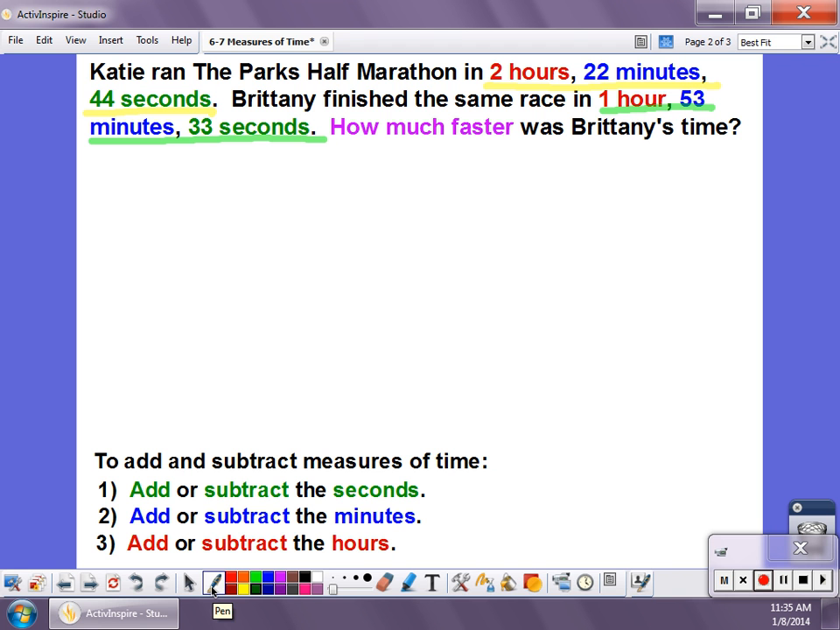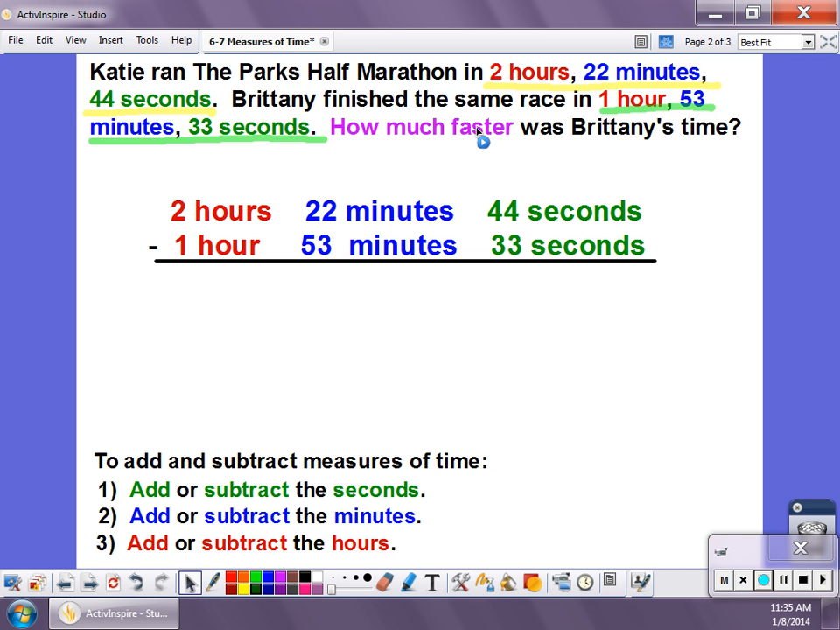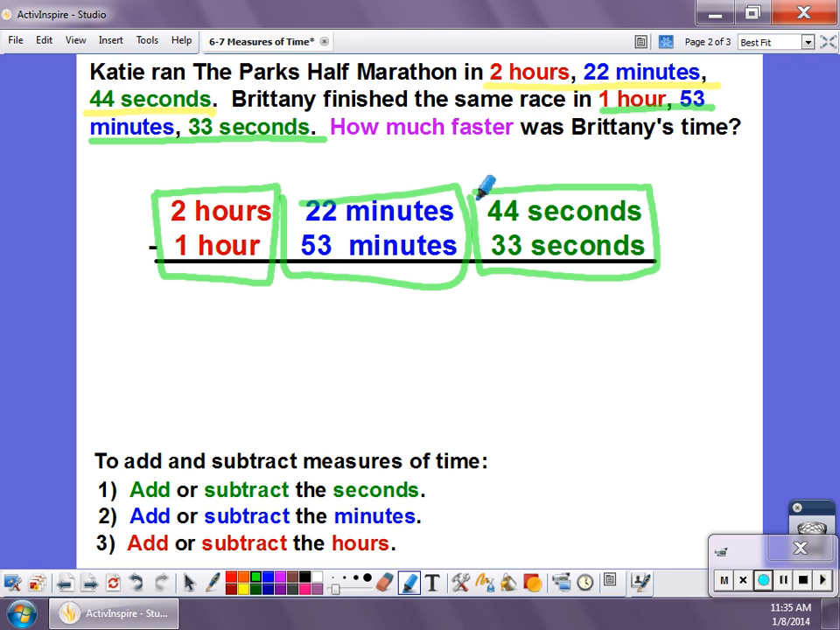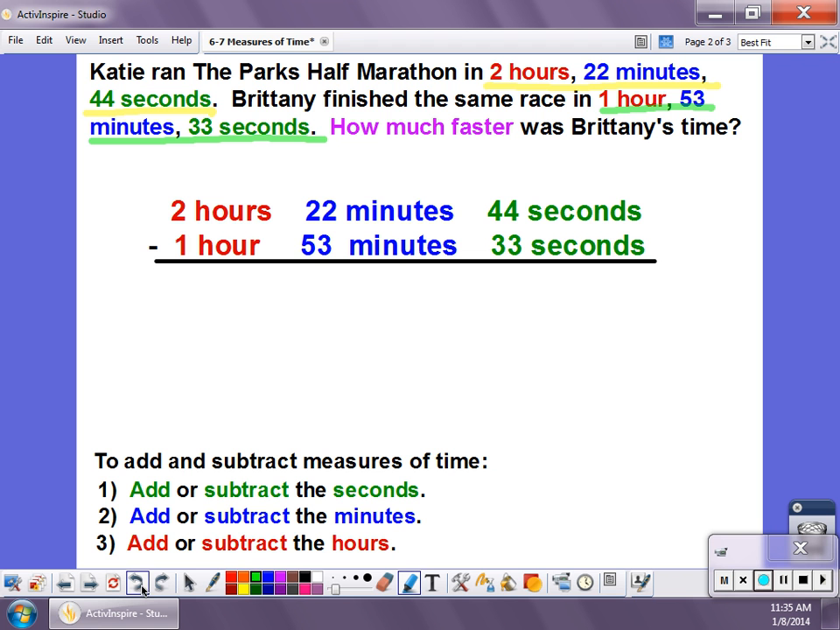Well, how much faster means this is going to be a subtraction problem. So when I set it up, I'm going to set it up as subtraction. And I know that when I subtract, the bigger amount of time has to be on the top, so that's why I put Katie's time on top. And I also know that it's really important to line up my hours, my minutes, and my seconds, because that's how I'm going to add or subtract by unit. So we always start with our smallest unit, which is going to be my seconds. So 44 seconds minus 33 seconds gives me 11 seconds.